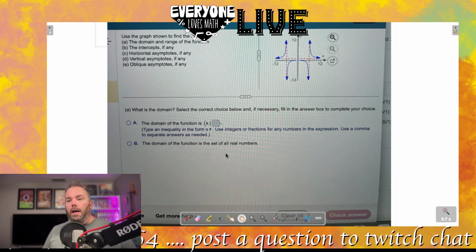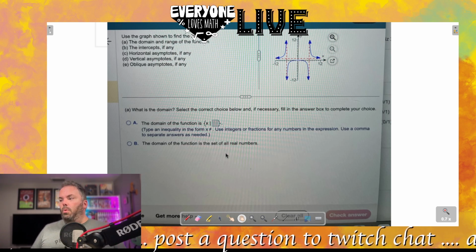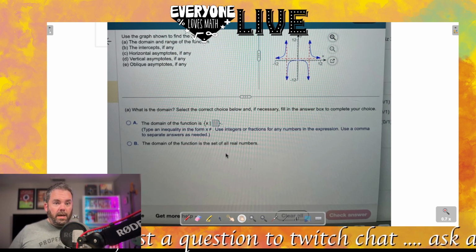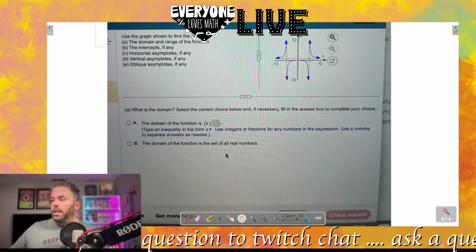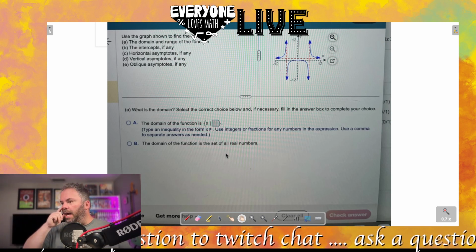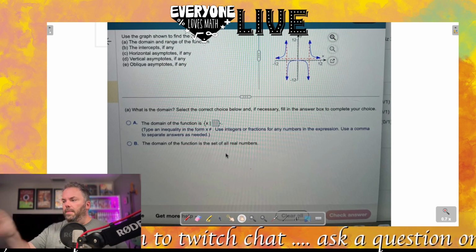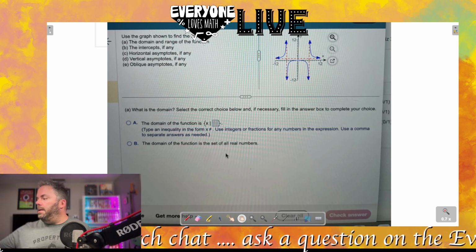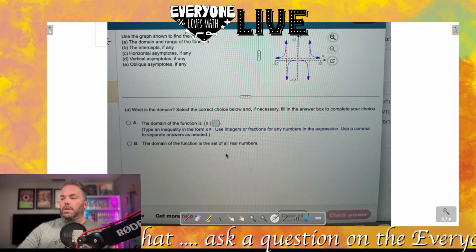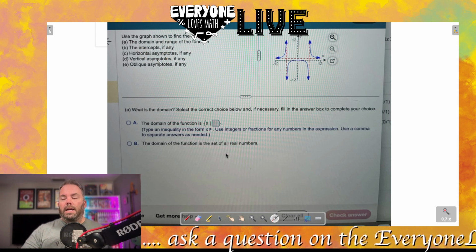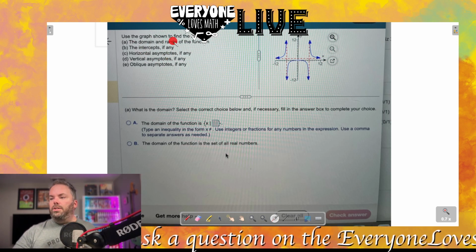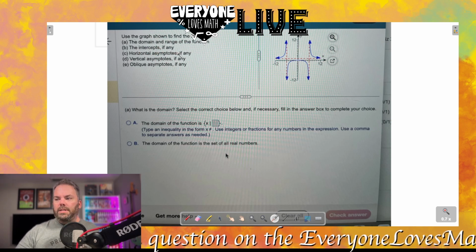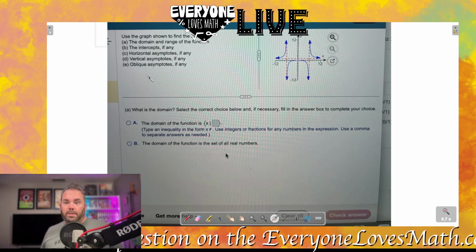And so this problem is one where they give you a graph, and I happen to know that you could zoom in on this graph and see some more stuff, but they give you this graph, and then they're asking you questions about up here. Let me just highlight where they're asking questions. Up here, they're asking about what is the domain and range, what are the intercepts, horizontal, vertical, and oblique asymptotes.